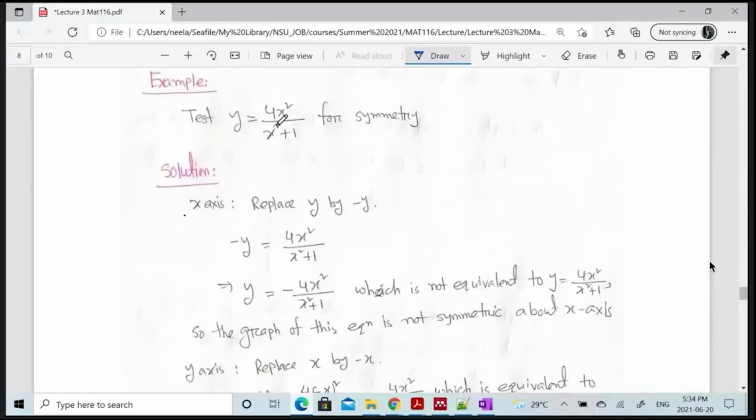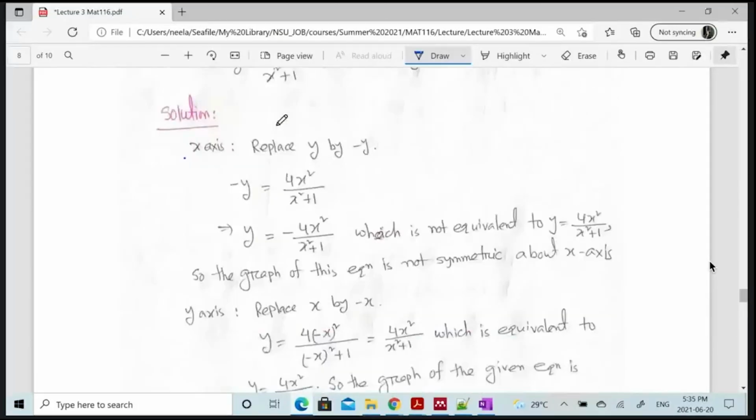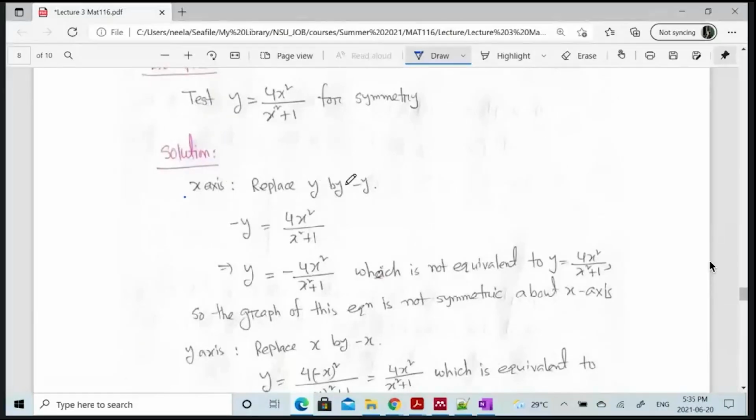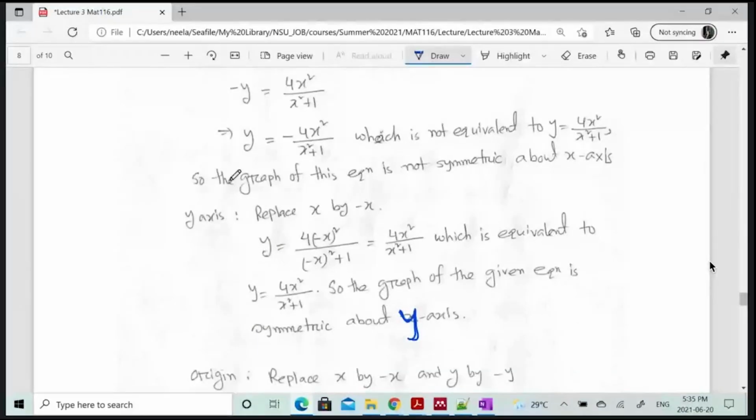Whenever I ask you to find intercepts, you have to find both x and y intercepts. Whenever I give you a function and ask you to test the symmetry, you have to check 3 symmetries: x-axis, y-axis, and origin. For x-axis symmetry, replace y by minus y and see that this is not equivalent to the given one, so it's not symmetric about x-axis. For y-axis, replace x by minus x, and you will see this is equivalent, so it's symmetric about y-axis because we have minus x squared, so it's going to be plus.